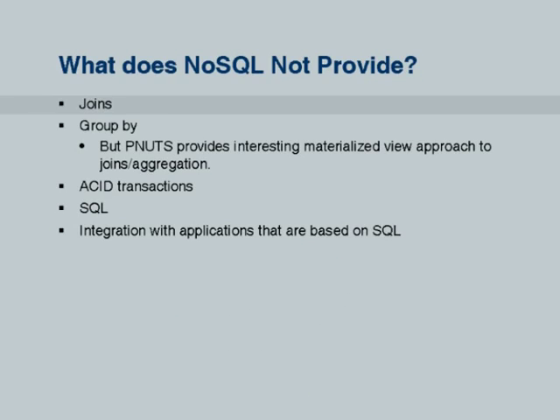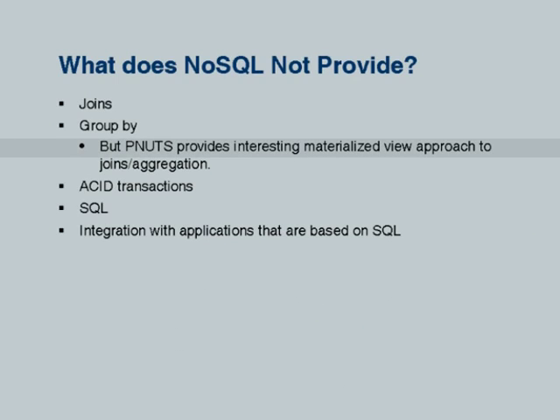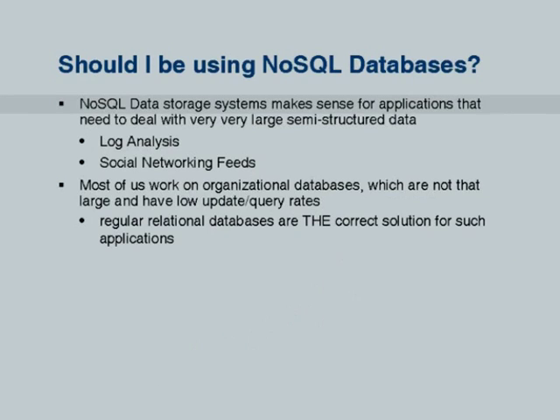What they do not provide are joins and group by, although they realize that people do need these features. There are some neat tricks which PNUTS does, which uses materialized views to effectively pre-compute joins. They do not compute it on the fly, it is too expensive. But if it is pre-computed, you can read the join result. That is what PNUTS does. No ACID, of course, no SQL, and so forth. Okay, so now coming back, should you go and start using one of these distributed data stores or NoSQL databases?